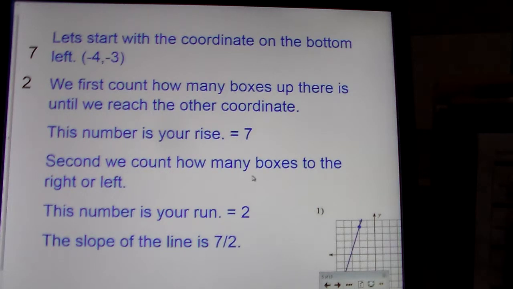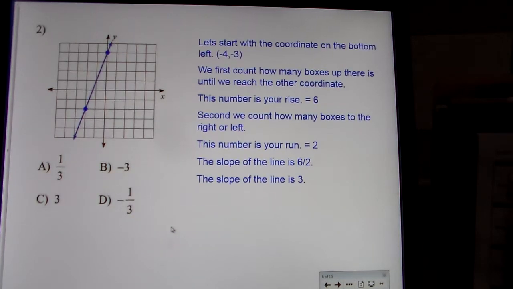Second, we count how many boxes to the right or left. In this example, we count how many boxes to the right, and this number is your run, which is positive 2 because we counted to the right. The slope of this line is 7 over 2. So that's what happened here in the words. Let's look at problem number 2 here.